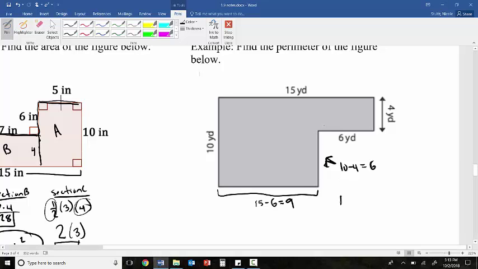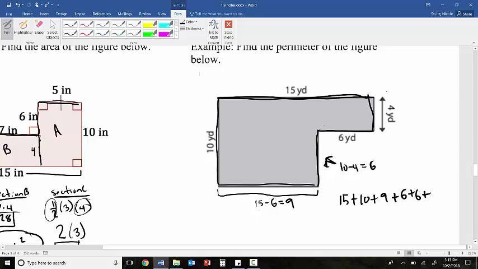And let's just start with 15. Now when I add sides, I actually draw a line on that side so I know that all of that perimeter right there has been accounted for. Now I'm going to keep going and I'm going to include the 10. I'm going to go again and include 9. Again, 6. And then another 6. And I'm going to finish up with 4.